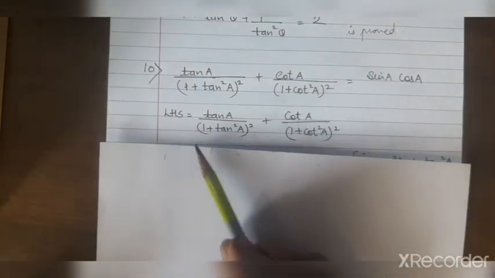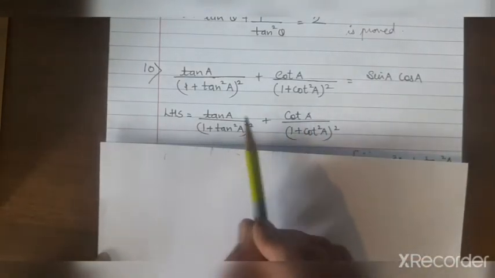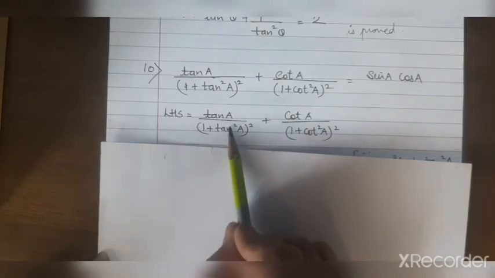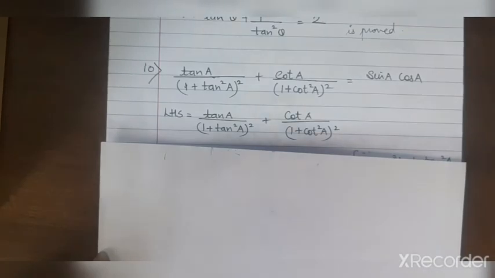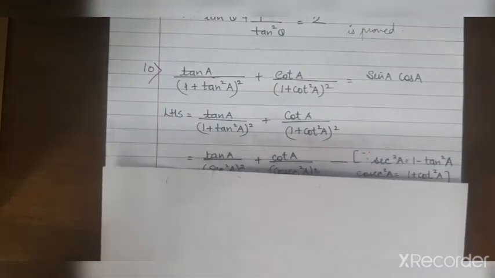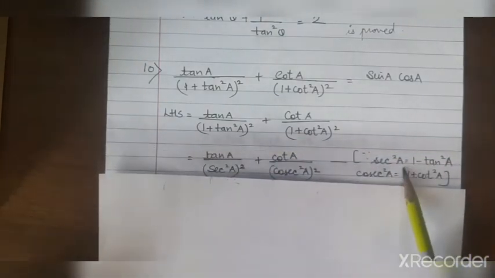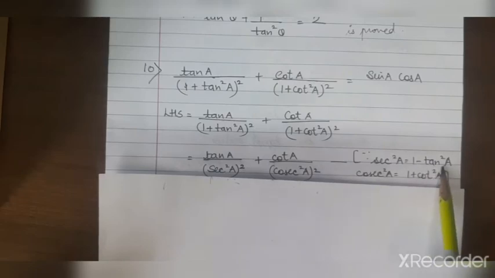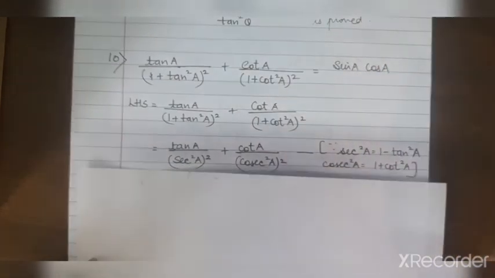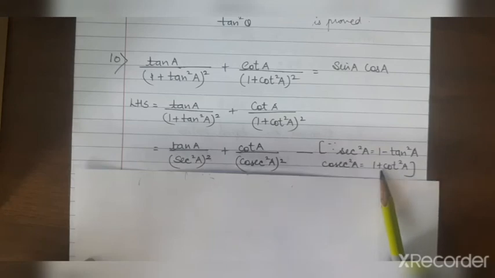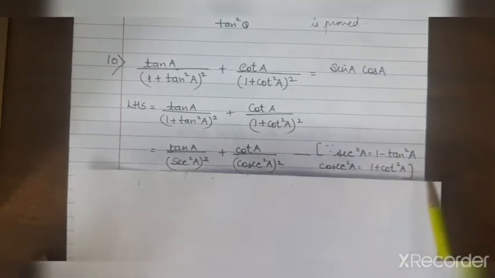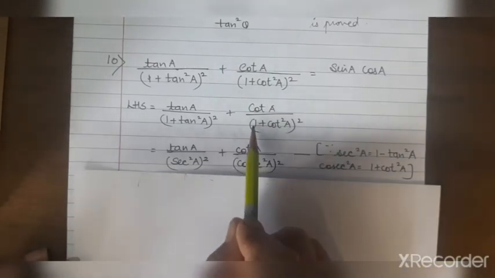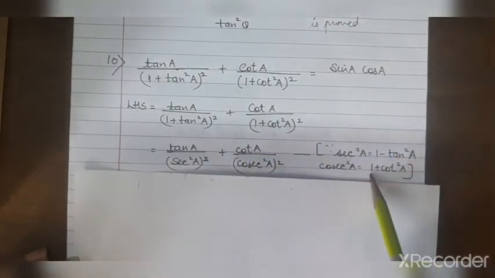So there are a lot of things which we can use here now. Tan A upon 1 plus tan square A the whole square plus cot A upon 1 plus cot square A the whole square. Now there is one identity here, that is sec square theta is equal to 1 plus tan square theta, and cosec square theta is equal to 1 plus cot square theta. Here I have mentioned A instead of theta because in the sum also there is A. So you can write A if in the sum they have given A. Otherwise you have to use theta only.